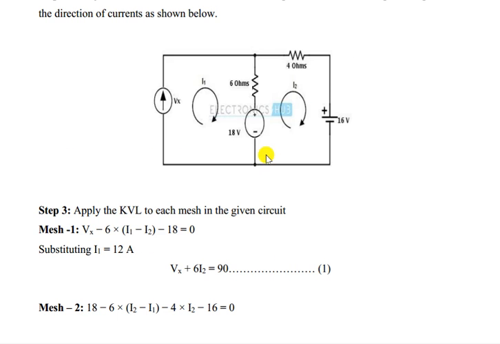Now for mesh 2, if you write the KVL equation, what will that be? I2 is going upward, so voltage increases 18, 6 into (I2 minus I1), minus voltage drop across the resistor. Here it is a 4 ohm resistor and the mesh current is nothing but only I2, because this is connected to a single mesh. So 4I2, now here plus 2 minus, and here the direction is downward, plus 2 minus, so voltage drop minus 16.